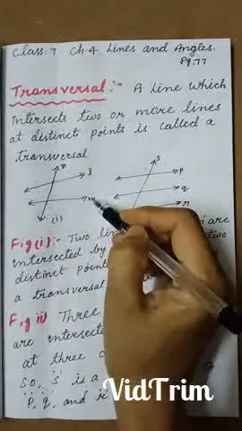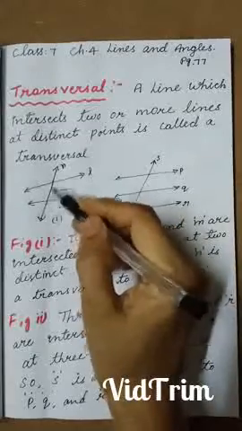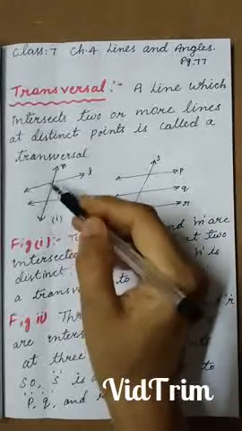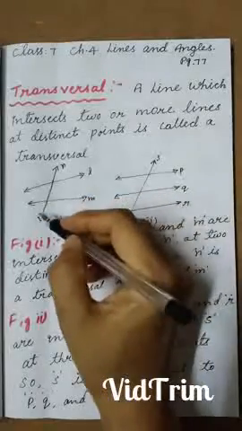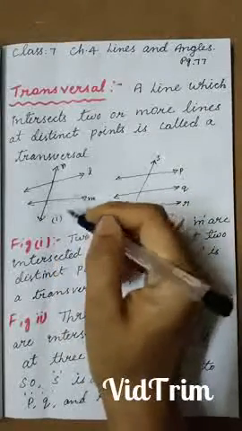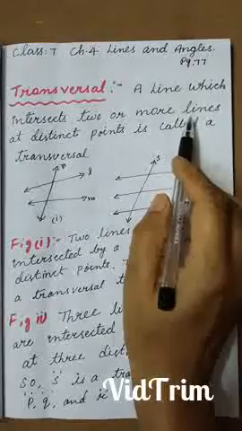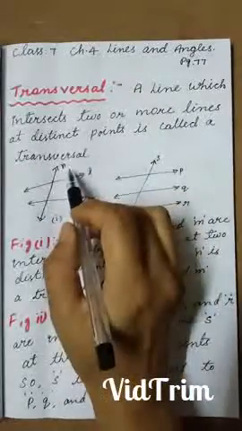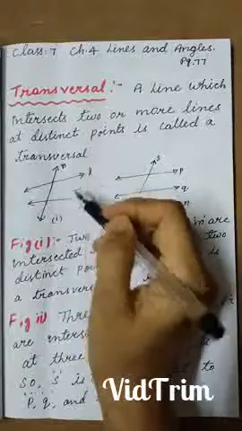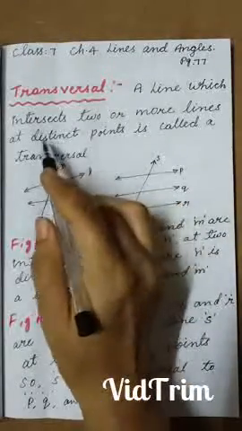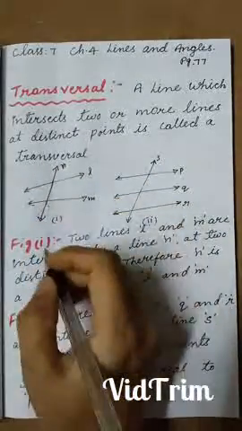Which one is the transversal here? N is transversal to L and M. Why is it a transversal? This line is intersecting in distinct places, so we can say N is transversal to L and M. What is the definition here? A line which intersects two or more lines at distinct points is called a transversal. Now we are observing figure 2.